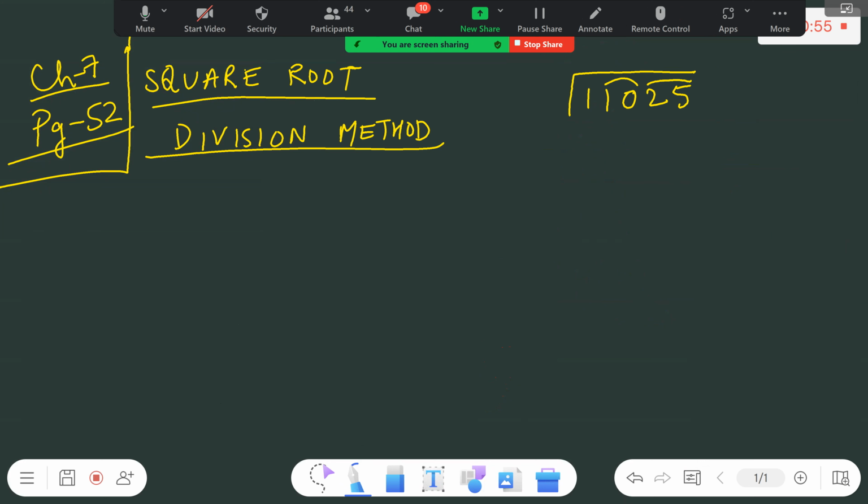Okay. Next, before that, everyone write homework. Find the square root of these numbers by both factorization and division method. Okay, by both factorization and division method.